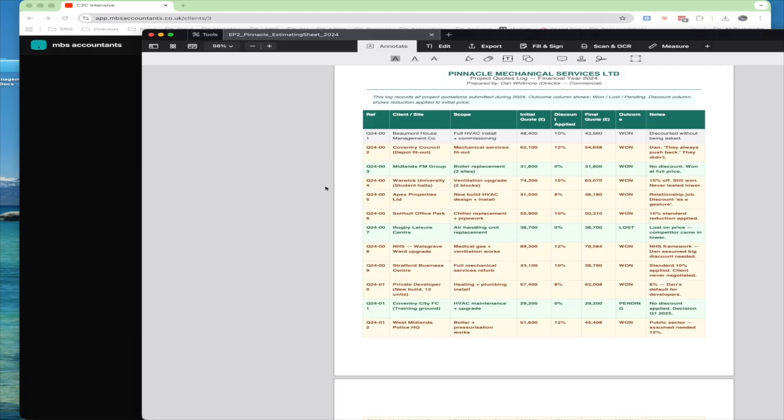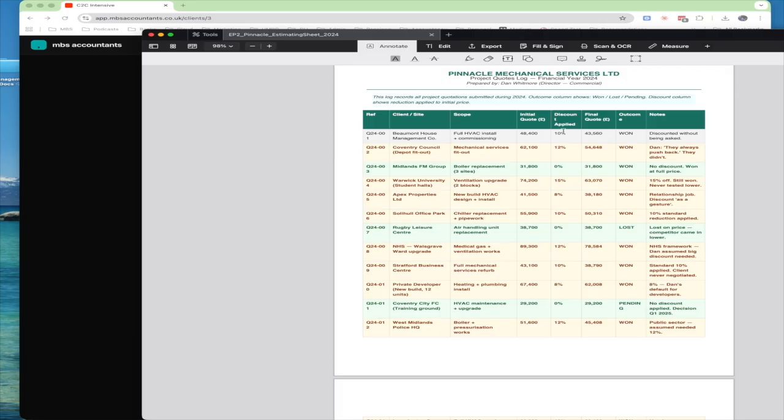Now you can see there's a few in here where he hasn't done a discount and he's lost. There's also a few where he's done no discount and he's won. Like we've got this one here, the boiler replacement for the 3 sites. He's won that with no discount in place. Now sometimes there's discounts as high as 15%. There's a 12% in there, and there's a few others.